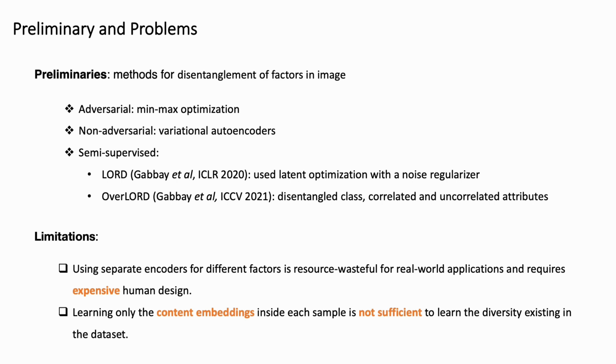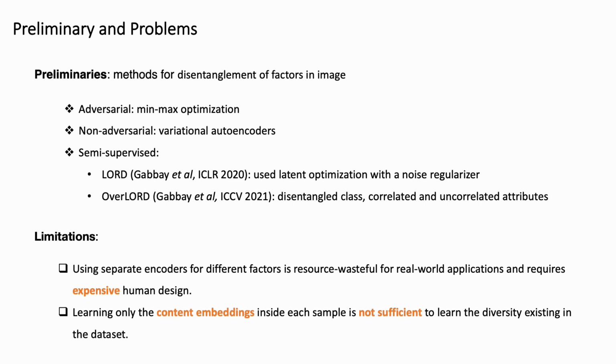So the first method is called LORD, that used latent optimization with a noise regularizer. And the second method is called OverLORD, that disentangled class-correlated and uncorrelated attributes. However, there were two main limitations behind those works.